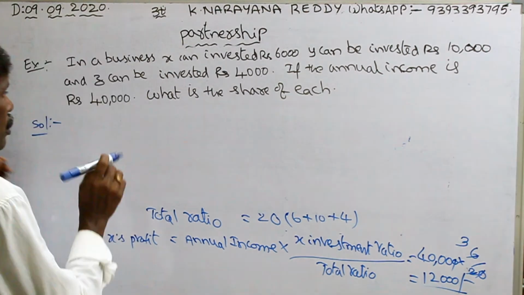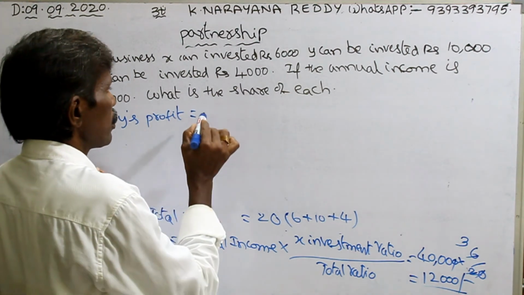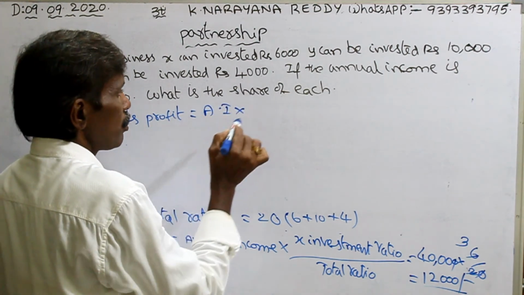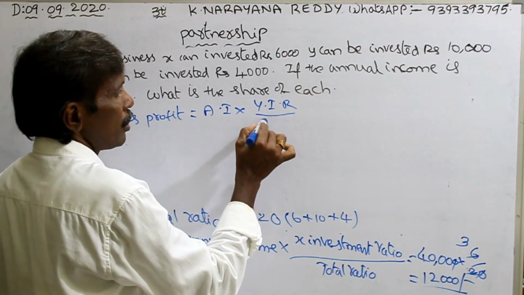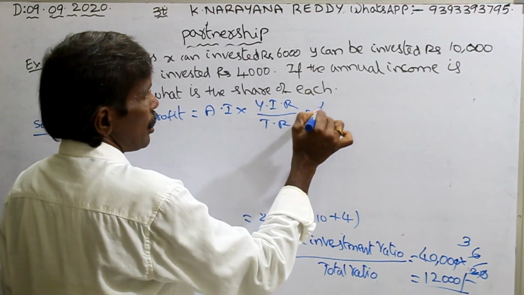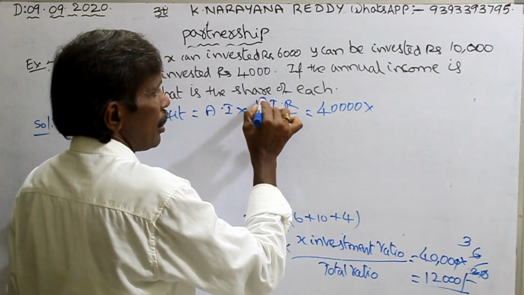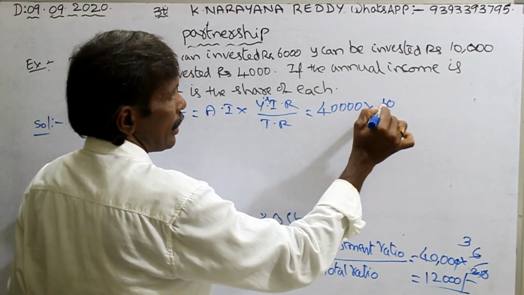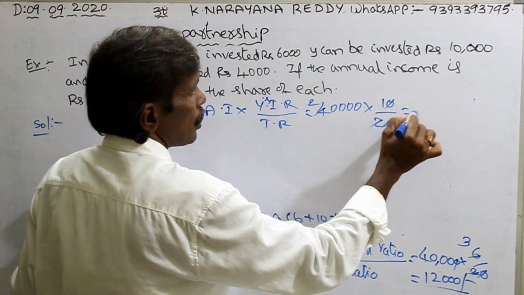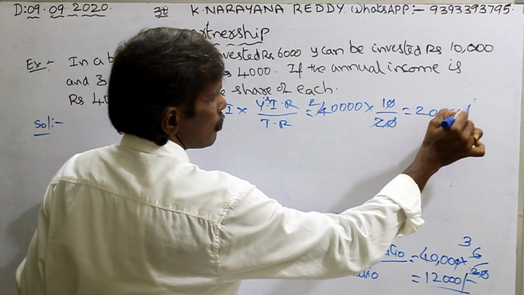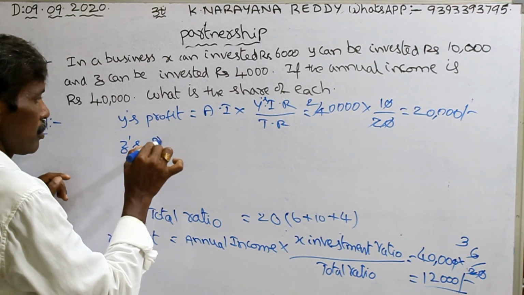Okay. Next one is Y's profit. Y's profit equals annual income into Y's investment ratio divided by total ratio. Annual income is 40,000 into Y's investment ratio 10 divided by total ratio 20. The zeros cancel, 2. That means 20,000. That is Y's profit.